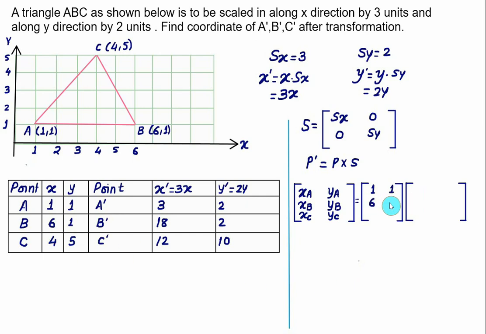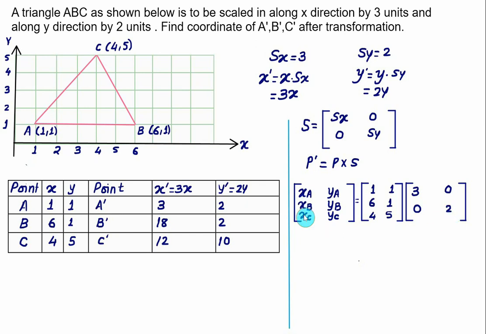So this time I am showing you how to do the calculation using the matrix. And coordinate of C is 4, 5. We have scaling matrix, Sx equal to 3. Then we have 0, 0, and we have Sy equal to 2.